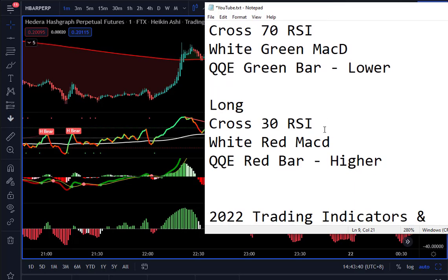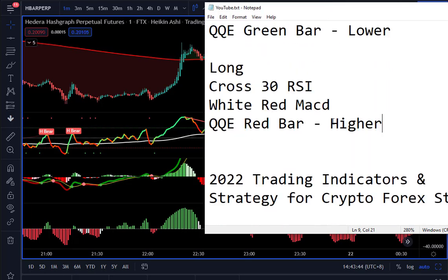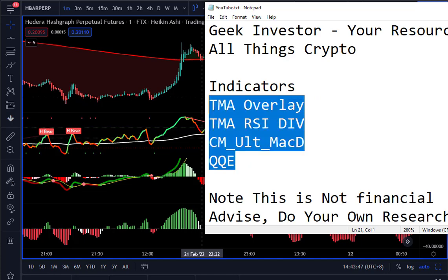I will put this in the description below so you at least have some idea. And if you want the indicators, you just need to search all this and try it out yourself.